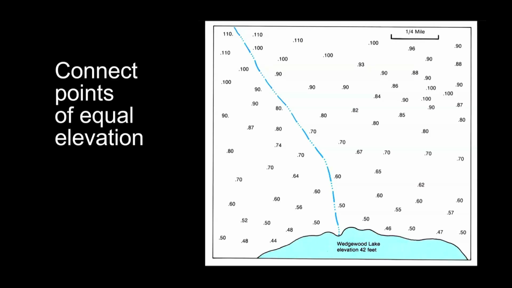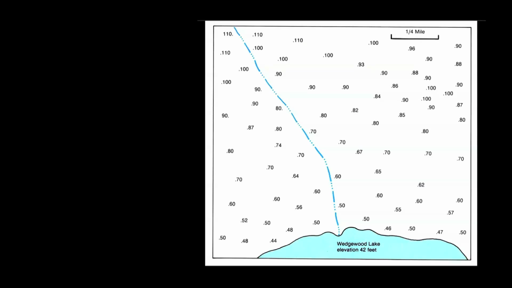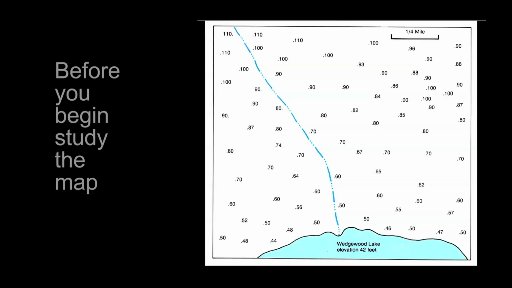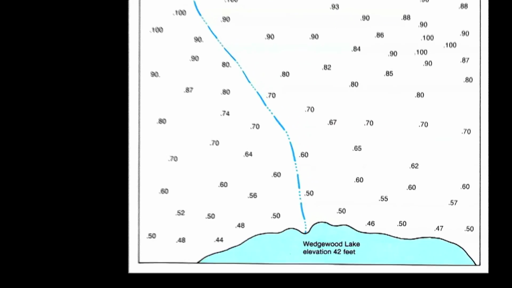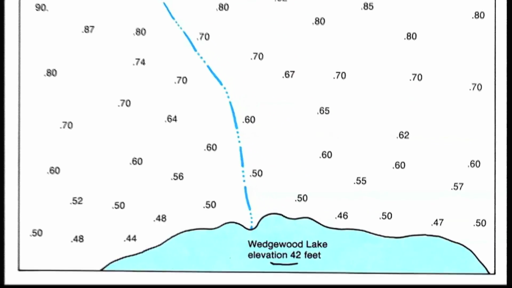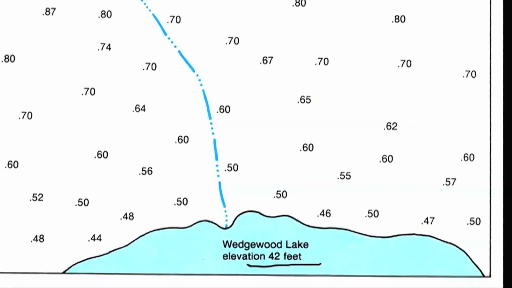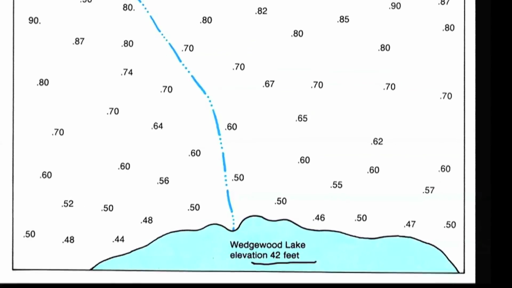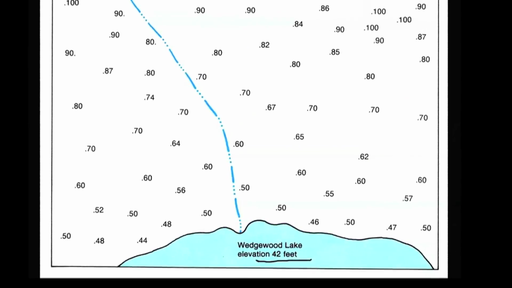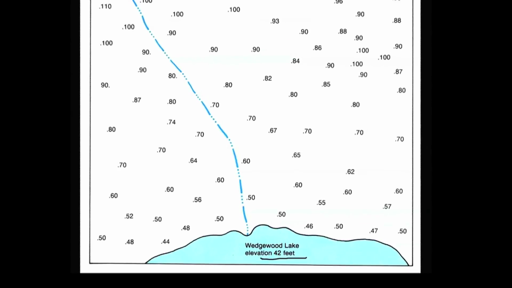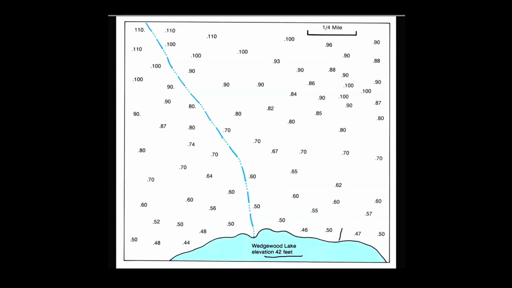Those define contour lines. Before I start a project like this, I usually take a look at the map to get the lay of the land, as it were, and I see a couple of things worth noting. I see that probably the lowest elevation on the map is Wedgewood Lake, down in the south portion of the map at an elevation of 42 feet. And as you might expect, as you move away from the lake in any direction, the elevations tend to increase. You're going uphill.